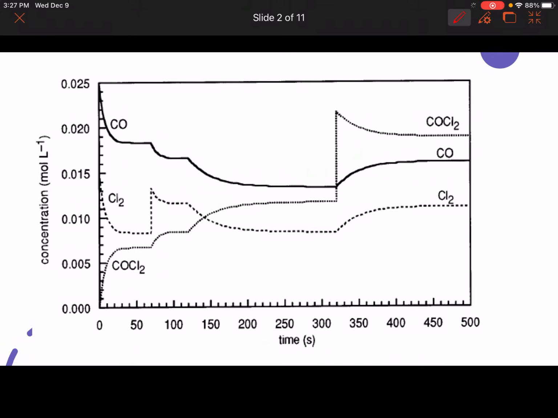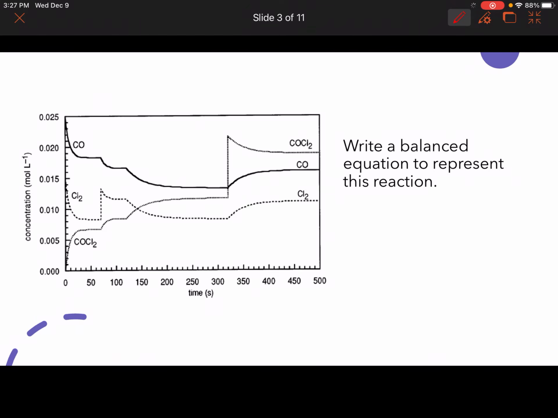Anyways, so this is our graph here. Time is on the x-axis, concentration is on the y-axis, and we've got our three different species. So this represents a chemical reaction. The first question is to write a balanced equation to represent this reaction. You can figure out what the reaction is just based on this graph.